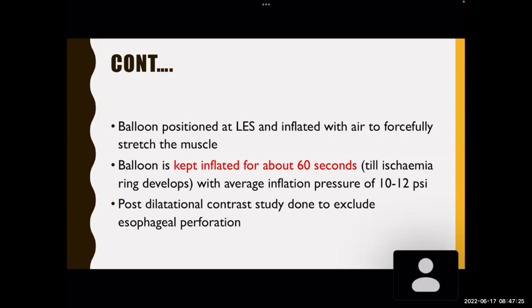We will develop a white colored ischemic ring with average inflation pressure of 10 to 12 pascals, and a post-dilatational contrast study is done to exclude esophageal perforation.